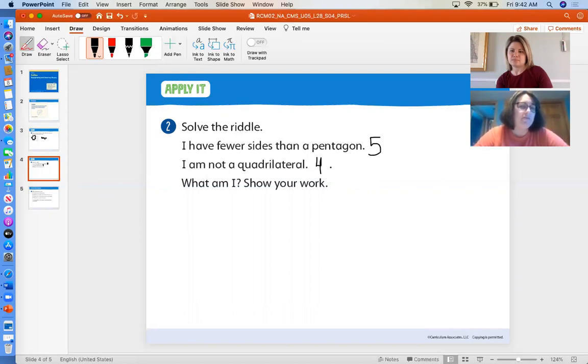Show your work. So I would just draw it. It can't be 5. It can't be 4. So what's our next one? 3. So we draw 3 sides. Right away, we know we drew a triangle. So that was pretty easy once we thought about it and wrote down what we know, our prior knowledge, and then it's easy to draw a shape.